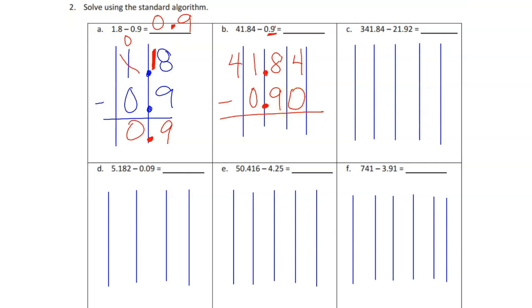Let's go ahead and do some subtraction. 4 hundredths minus 0 hundredths is 4 hundredths. 8 tenths, once again, we got our 8 tenths minus this 9 tenths, we can't do.